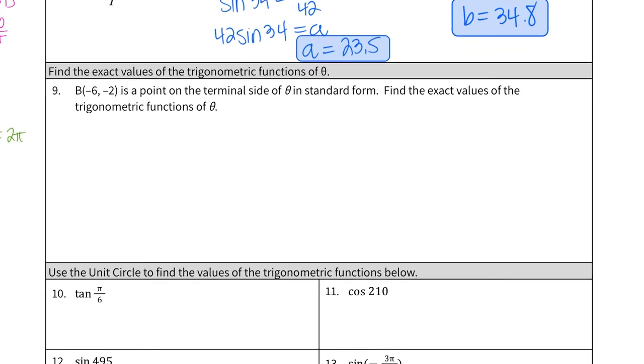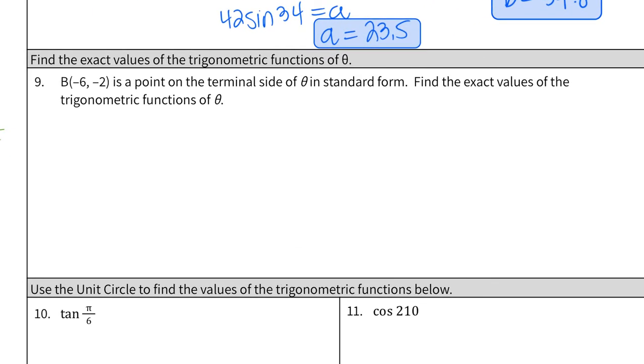So what they're going to do is they're going to give you a point. So point B, which is (-6, -2), is a point on the terminal side of theta in standard form. Find the exact values of the trigonometric functions of theta.